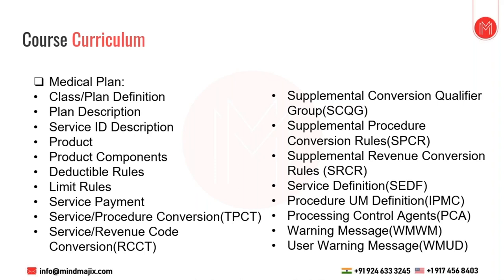Product ID is an 8-digit number which is used for processing in Facets. Then we have service ID description, which is again attached to SCDF and then to a SEPI. Then we have product components. These components are fixed and variable components, so two components we have. Then we have deductible limit and service payment. These rules are basically the variable component part of a product.